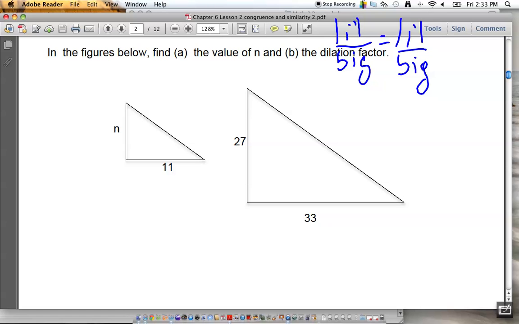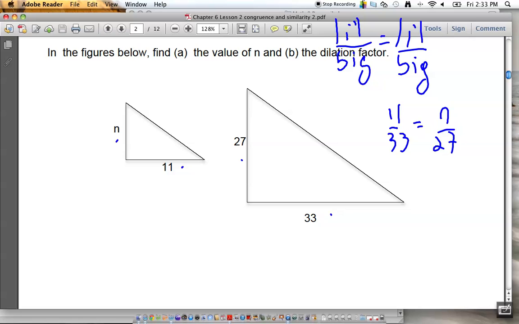Sit up. Little is to big, as little is to big. I like to look for the sides that are both numbers first. 11 is to 33, as n is to 27. Little is to big, 11, 33, little triangle; n is the big triangle, 27. The sides that pair up.